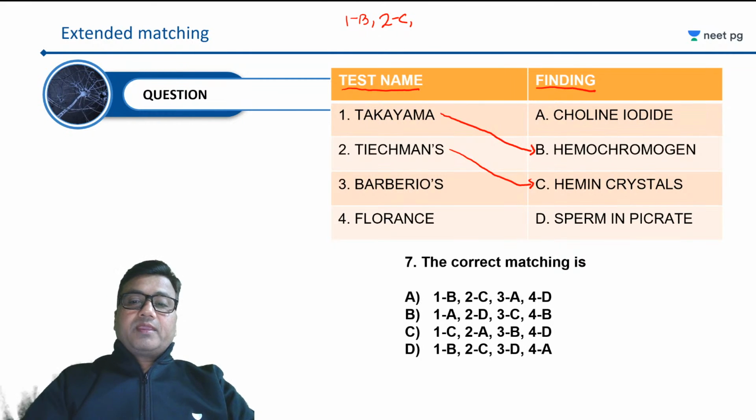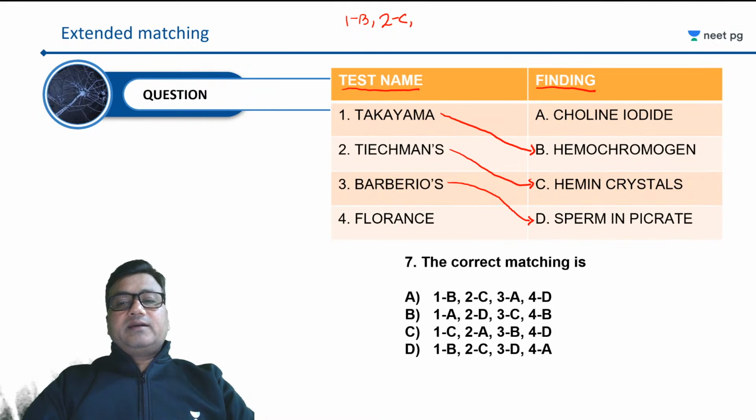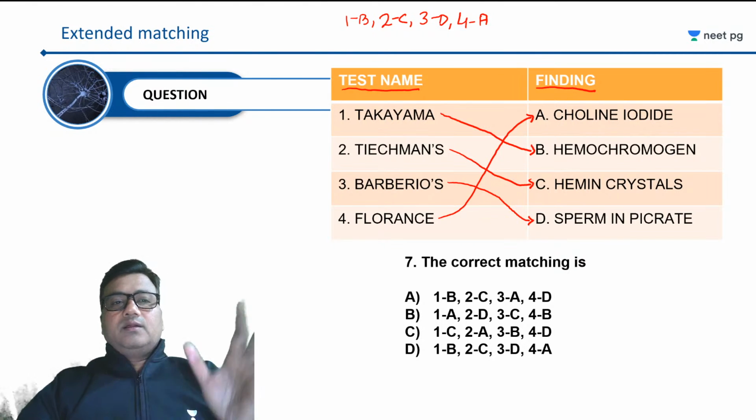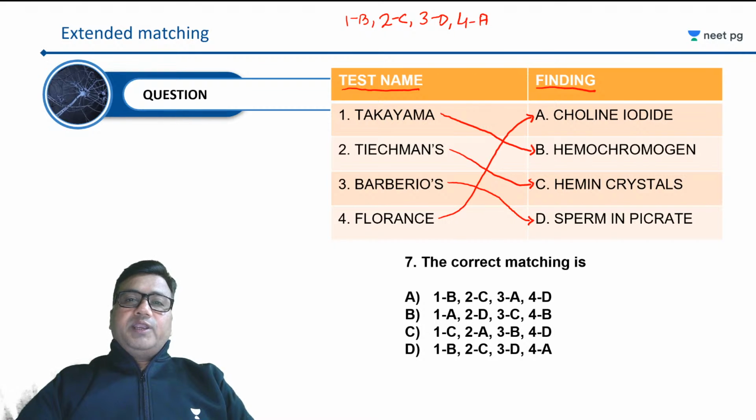Barberio's test generates spermin picrate crystals, so 3 matches with D. And Florence test generates choline iodide crystals, so 4 matches with A. So the correct answer would be 1B, 2C, 3D, 4A, which is given in option number D.